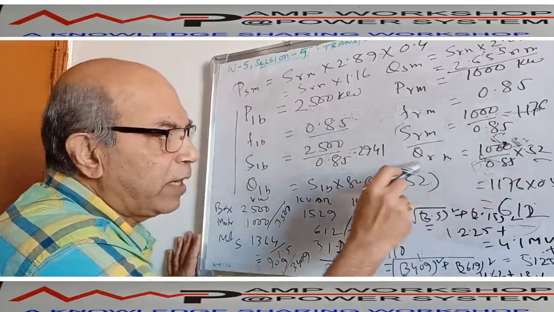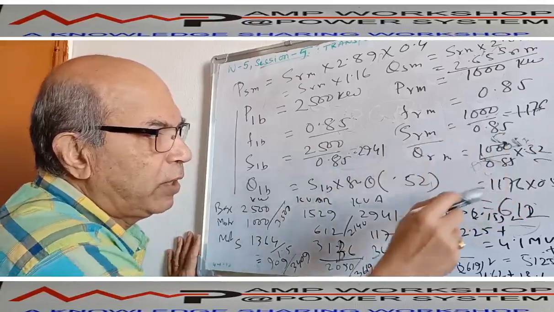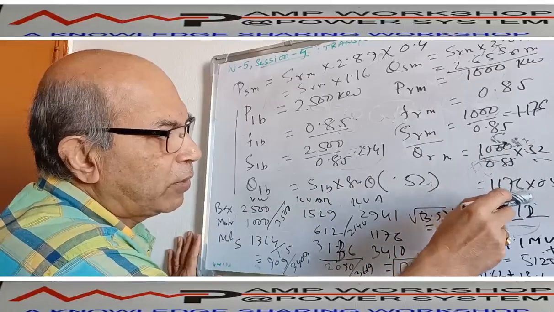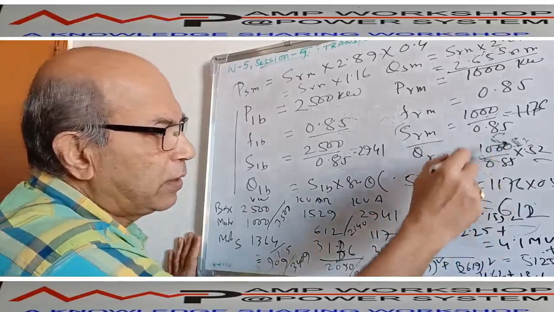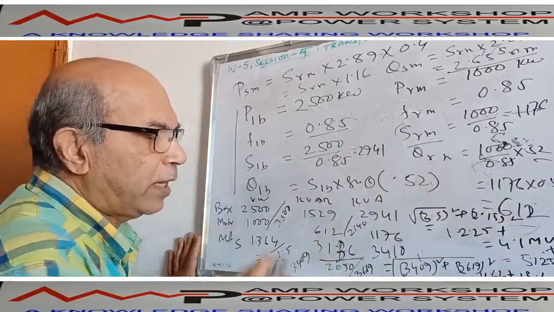Motor running kVA equals how much? We know kVA is 1176, that is 1000 by 0.85, into 0.52. This is coming to 612, which is the running kVA.